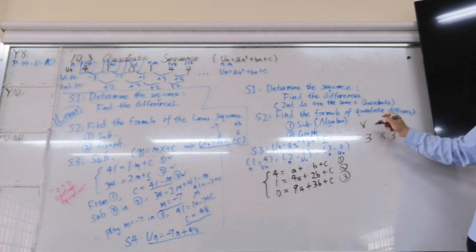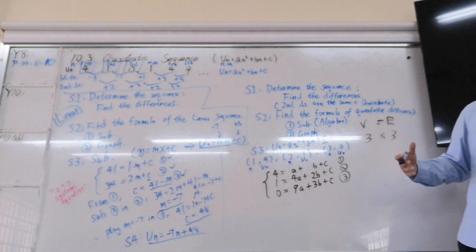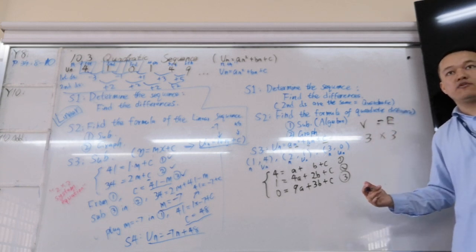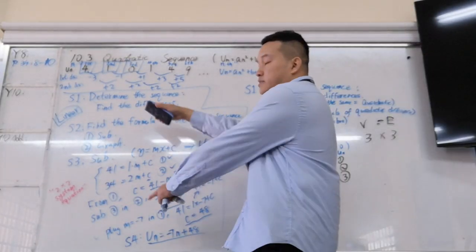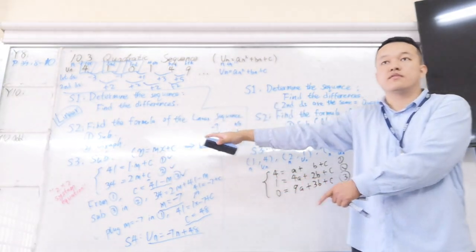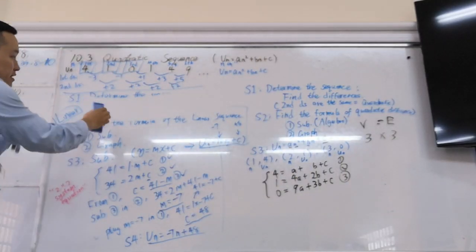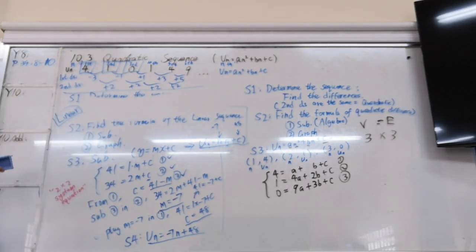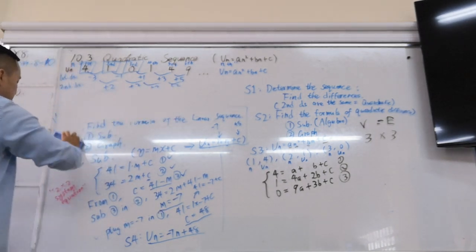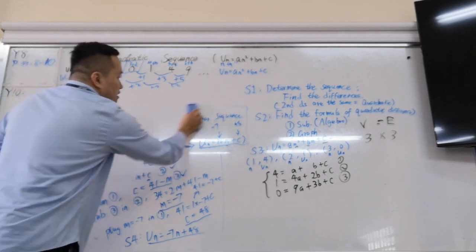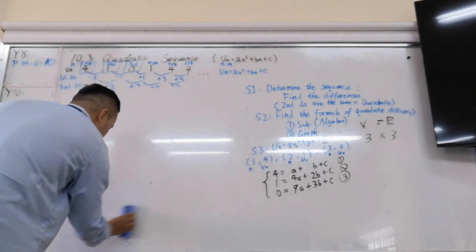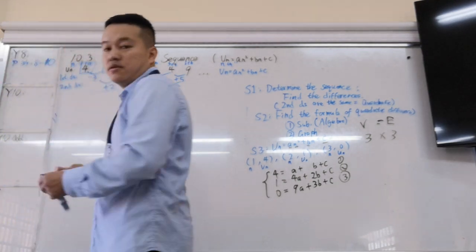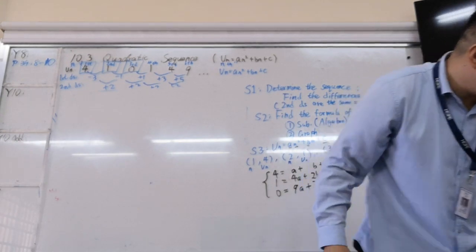Whenever you have the number of variables equal to the number of equations, it's telling you that this system of equations can be solved. A, B, C can be solved. How are we going to solve them? Is it okay for me to erase this part? The left part? Okay, because I need the whole space.